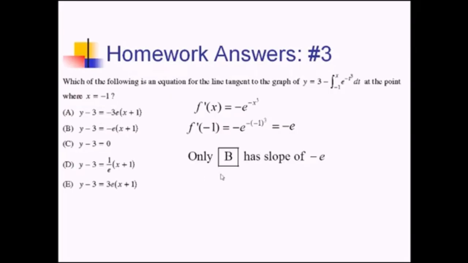So if you were in a rush, you could pick choice B and move on. But if you're really curious about the y value, let's go ahead and plug in negative 1 to find the y value. So if we plug negative 1 into the function, we've got 3 minus the integral from negative 1 to negative 1 of all this stuff. Now, if you have an integral with the same limits of integration on the top and the bottom, that's an empty integral essentially. You're taking a base of 0, so you're going to have 0 area under that curve. This is just 3 minus 0 then, or 3. So we'd have y minus 3 equals negative e times x plus 1, which again gives us choice B.